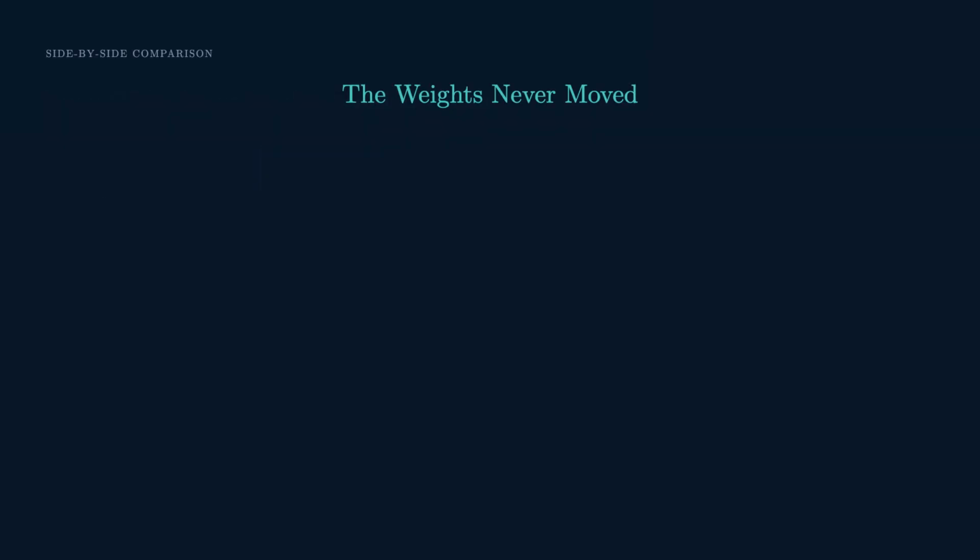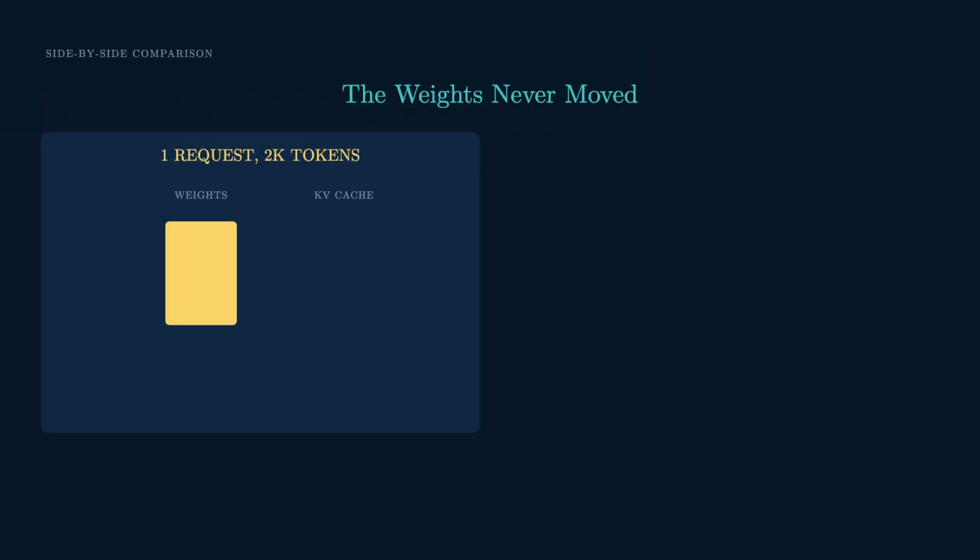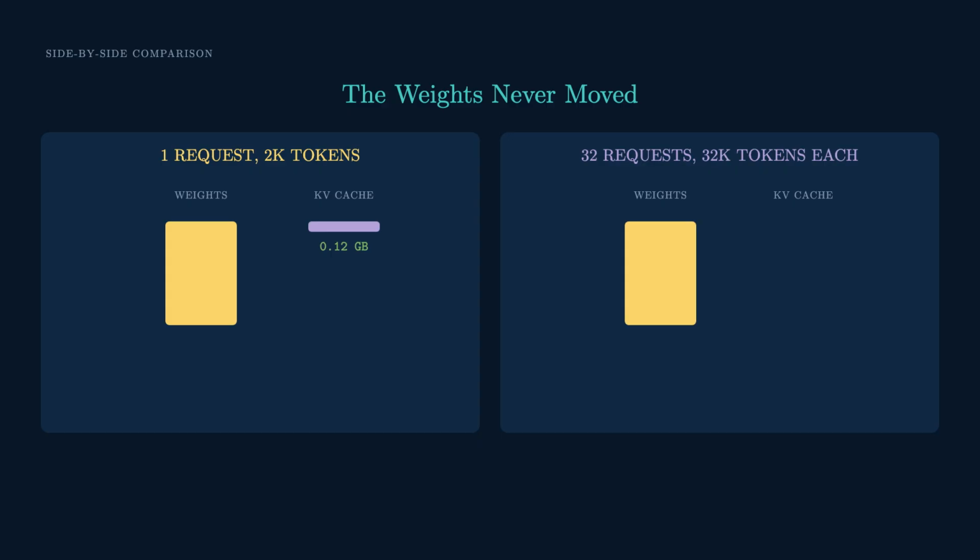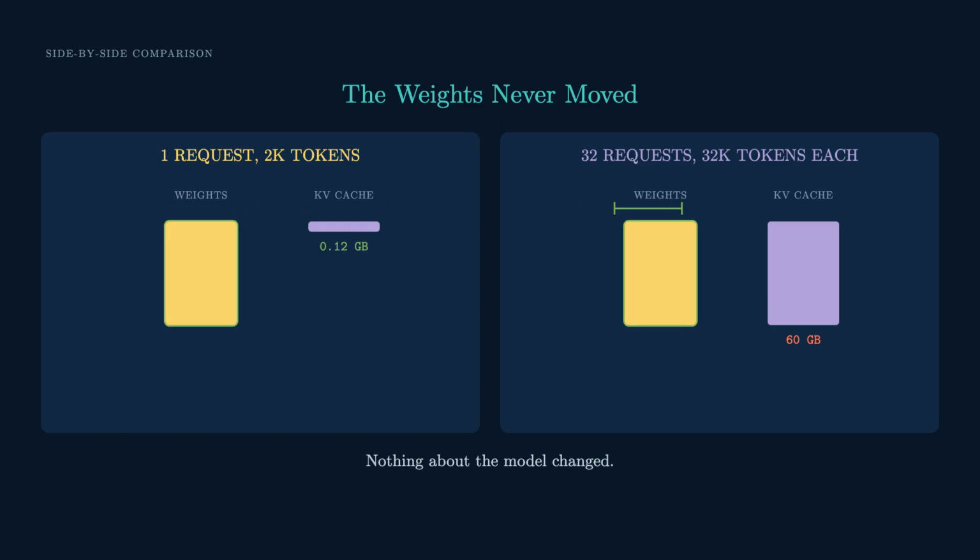Put the two extremes side by side. One request, 2,000 tokens, about 1/10 of a gigabyte of extra memory. 32 requests at 32,000 tokens each, 60 gigabytes. The weights block is pixel for pixel identical in both. Nothing about the model changed, only what you asked it to do.